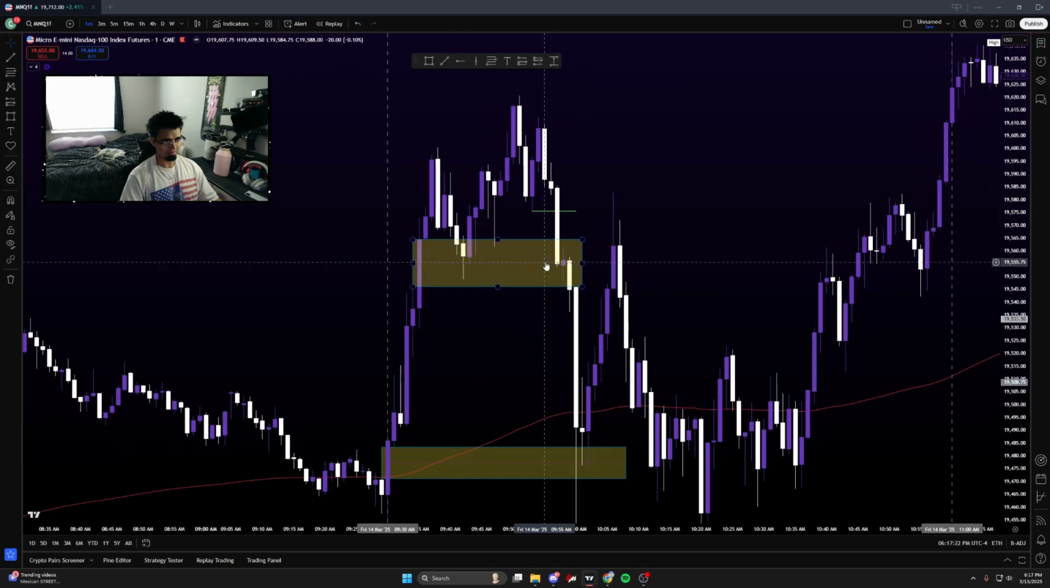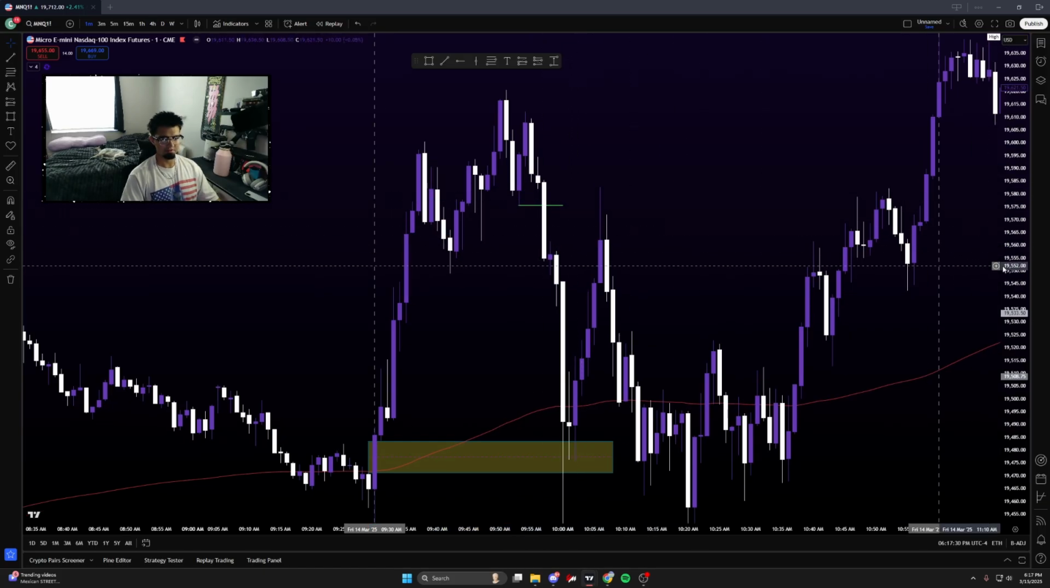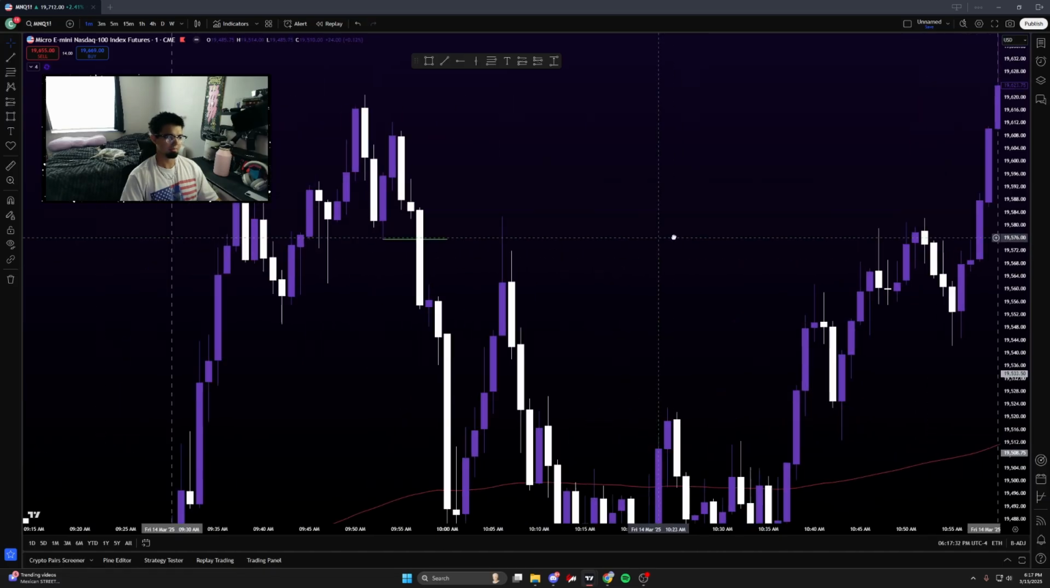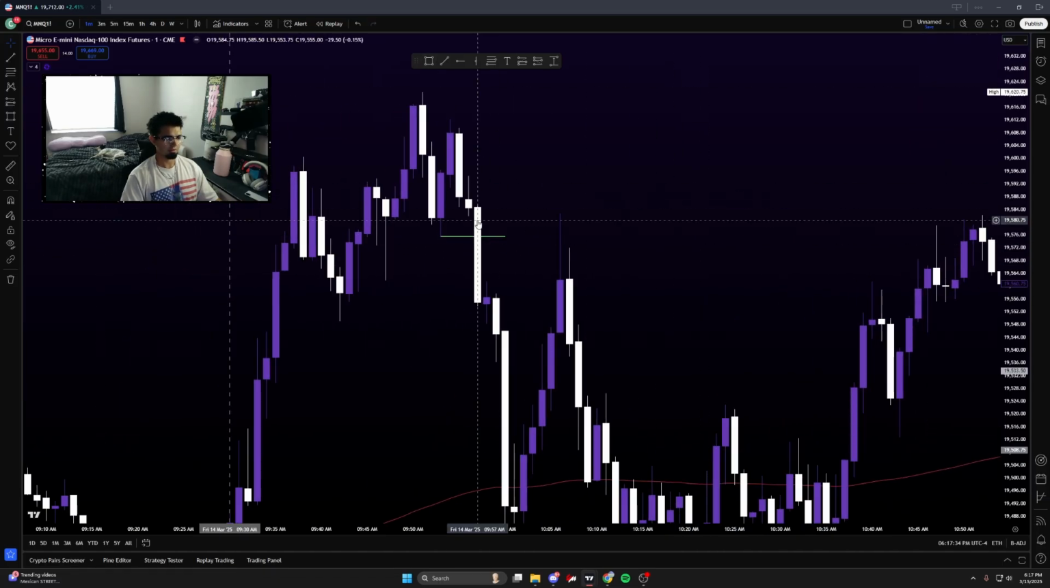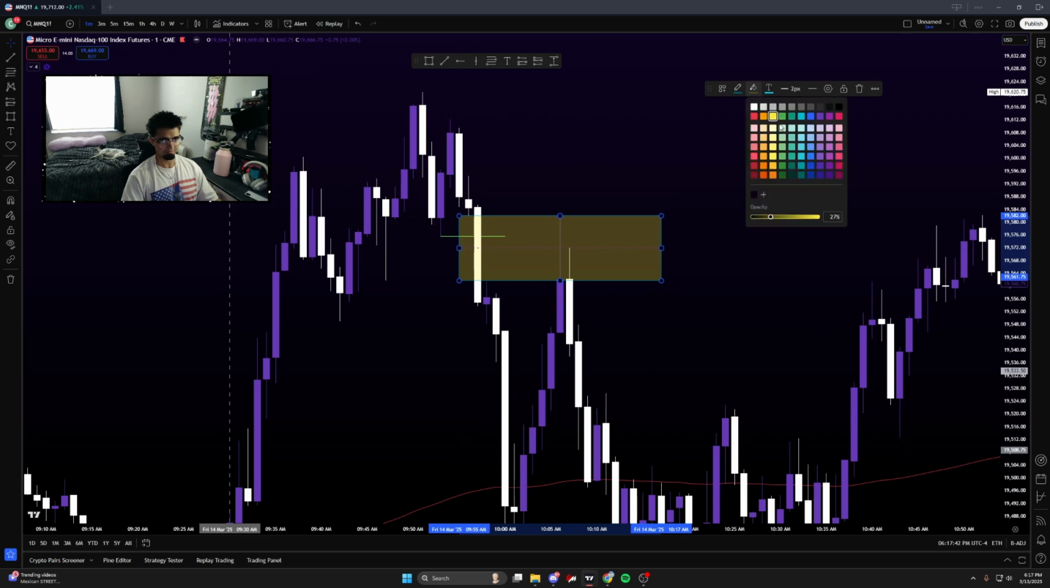And then we see the close below right here on this bullish fair value gap. So that then gets invalidated. And we see, oh, what is this? A bearish fair value gap right here. We see our wick, our gap, and another wick. So we'll mark this out as our bearish fair value gap now.